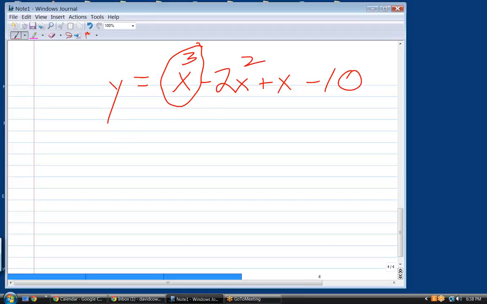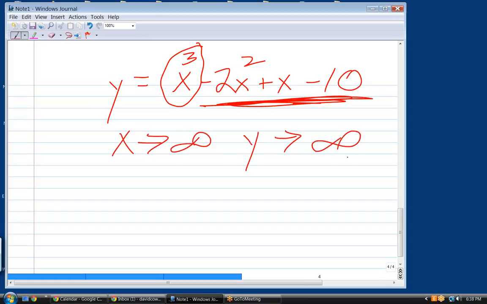In other words, I'm ignoring all of those, and I'm only concerned with what x cubed does. Well, what does x cubed do as x goes to infinity? Doesn't it continue to go up? Yeah, y goes to infinity. In other words, the end behavior is defined as what happens as x goes to infinity or x goes to negative infinity. So as x goes to infinity, y goes to infinity.